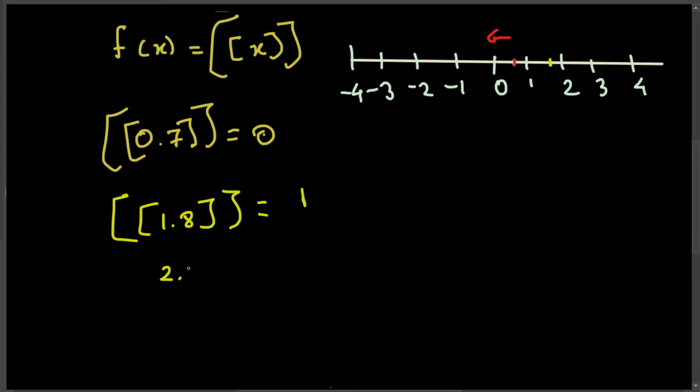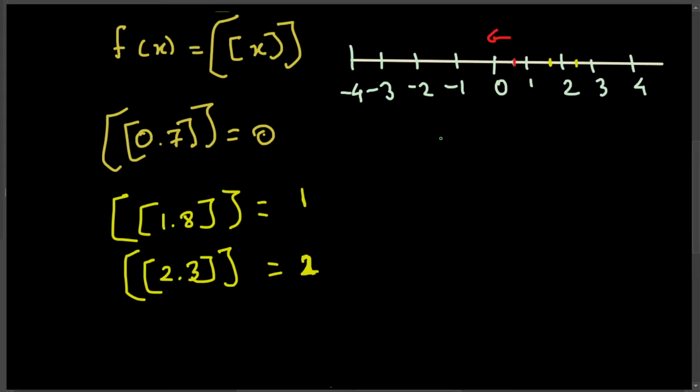And what is the greatest integer of 2.3? Again, look at the left side on the number line. So 2.3 is right here. The left side of this one is 2. So 2 is the answer for this one.